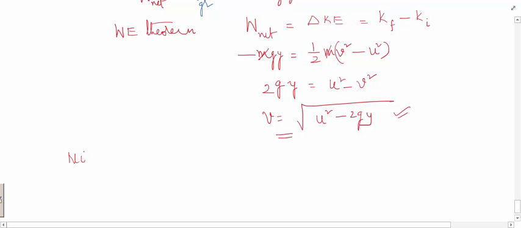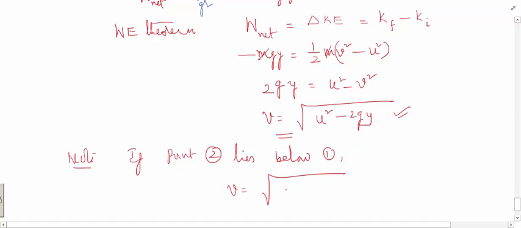So here, note this point: if the point 2 lies below 1, then v will be equal to how much? Y will be negative, right? You will have u square plus 2gy.